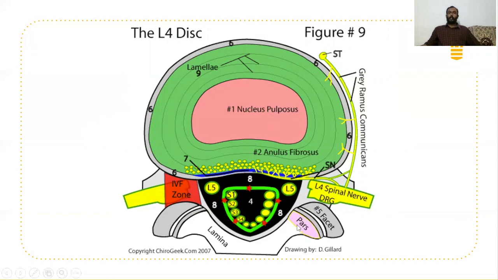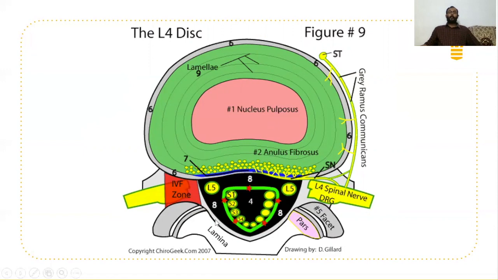You shall also see the pars interarticularis and facet joint, which is the joining point of the superior articular facet and inferior articular facet. Please note that. Here you shall see the lamina.